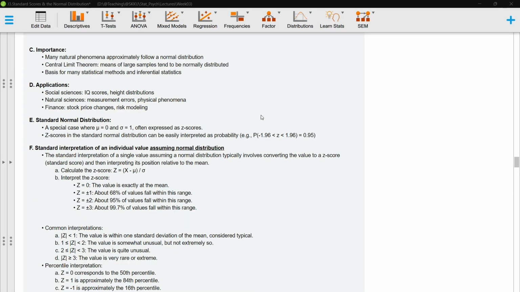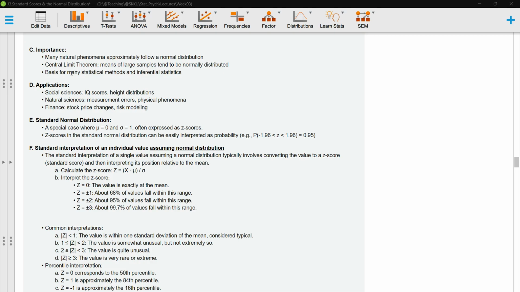So you remember that because of these characteristics, the normal distribution is pretty important. Why? Many natural phenomena approximately follow a normal distribution. This is the scientific reason, and the other, more theoretical or mathematical reason, is the central limit theorem. We will cover this topic later. And the means of large samples tend to be normally distributed. This is a pretty important characteristic of the normal distribution. So we will come back to this topic later.